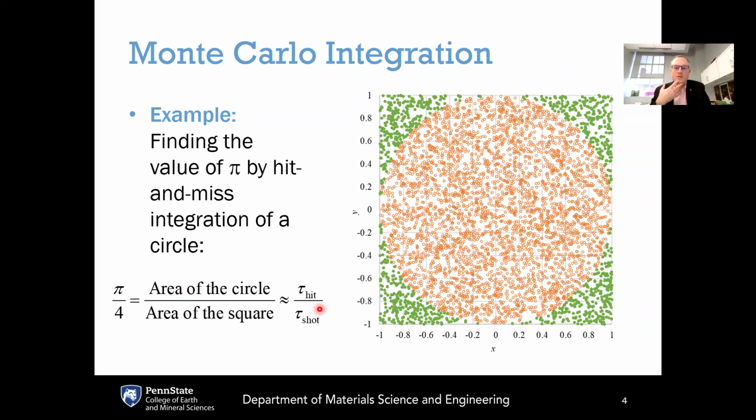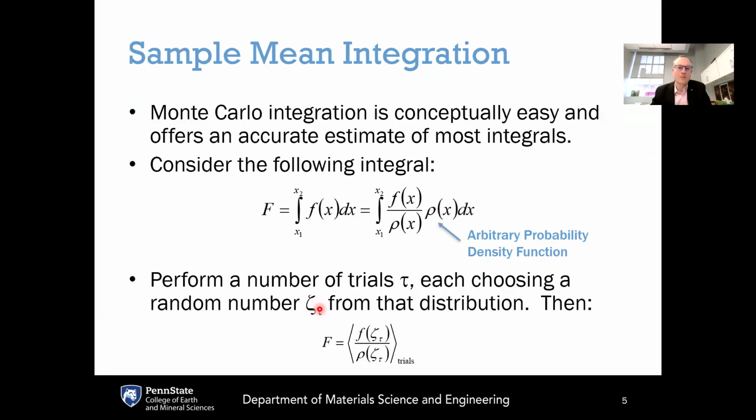And this is an example of Monte Carlo because it is doing a random sampling of the phase space in order to estimate some property that we want to measure, or in this case, simply the number pi. Monte Carlo integration is conceptually simple, and it often offers an accurate estimate of most integrals. And in fact, if you've got some awful math problem that is too difficult to solve analytically, Monte Carlo methods may be a way to find a solution numerically.